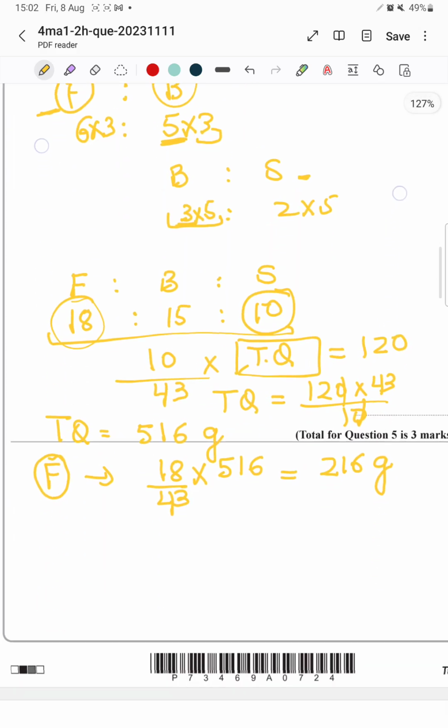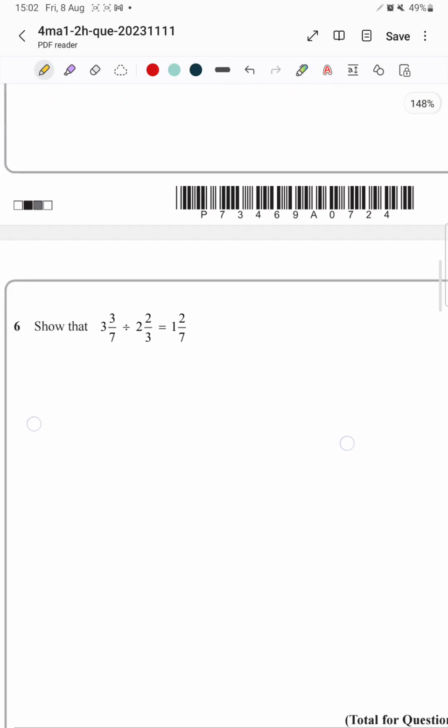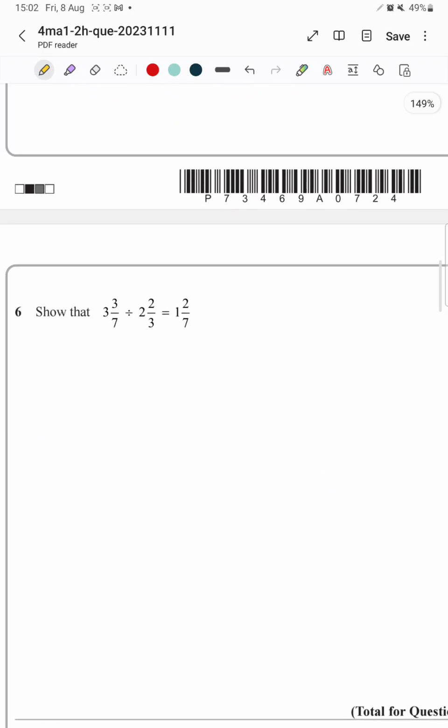Okay. Now the next question, this question is easy. It's based on normal fractions. Show that this left hand side is equal to right hand side. So we will start with the left side. This is a division question of fractions, and division of fractions is always done with the help of multiplication. So what is the first fraction? It is given as a mixed number, and we will convert it into an improper fraction.